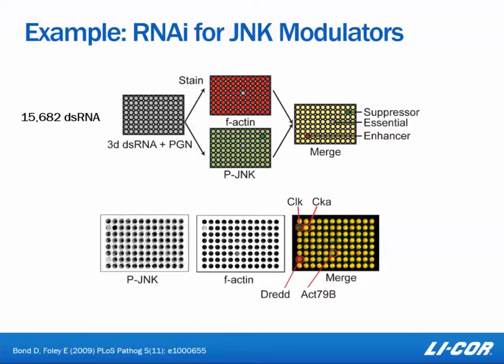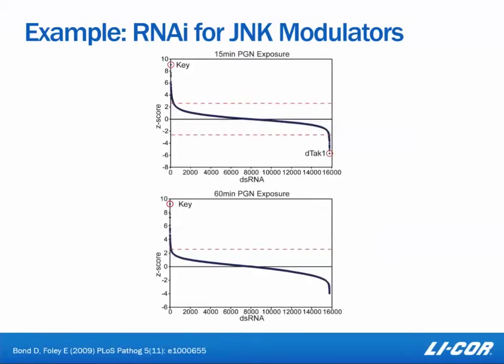So from here, they analyzed the full results of their RNAi screen, and what they did is they ignored their essential genes and only looked at the enhancers and suppressors. And they performed the screen twice, once with just 15 minutes of ligand activation and a second with 60 minutes of ligand activation. And the results are shown here in a graph. And in these graphs, what they do is they align the double-stranded RNA from strong suppressors on the left to strong enhancers on the right.